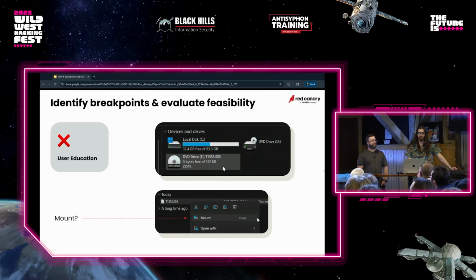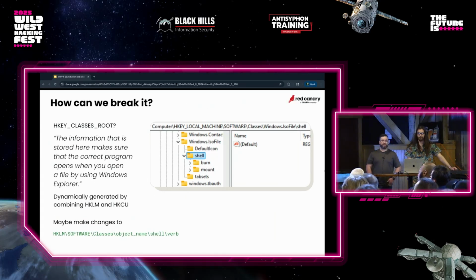What happens when a user opens an ISO file? Technically, it appears like that. It gets mounted to the disk as if it's a CD, and then the user opens it and looks inside. So what could we do with that?